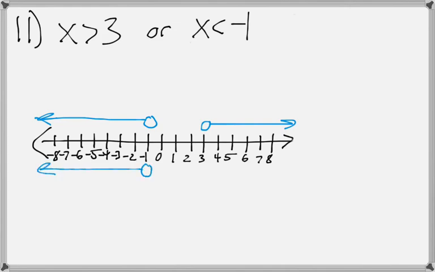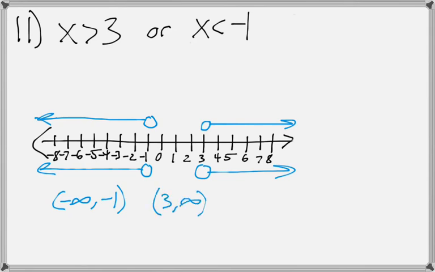It already looks like my final answer, so you actually wouldn't have to regraph it if you didn't want to. But for my interval notation, because I have two regions, I need to be careful how I write this. The first region is going to be all the way from negative infinity to negative 1, with parentheses. And then the other region is going to be from 3 to infinity, also with parentheses.